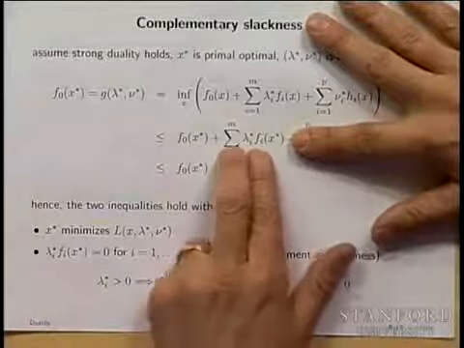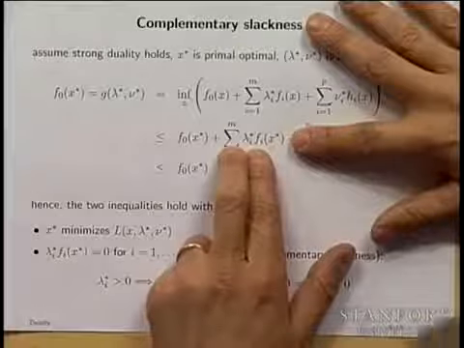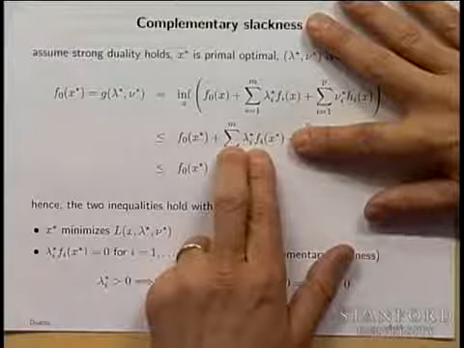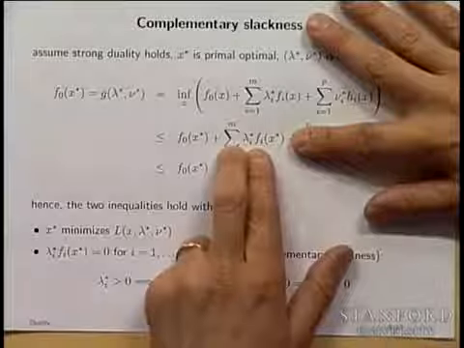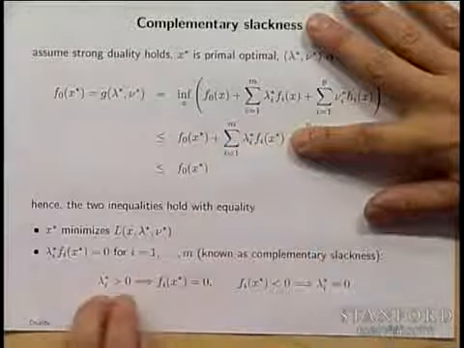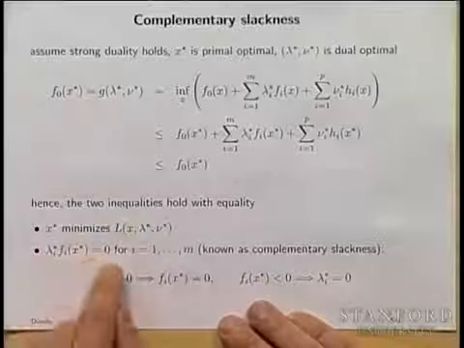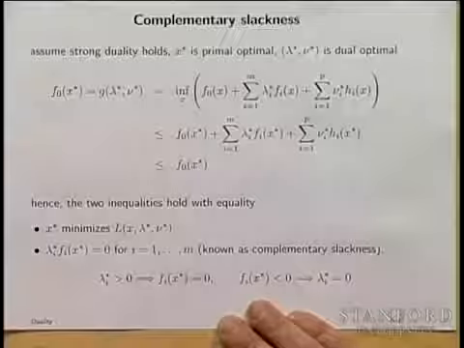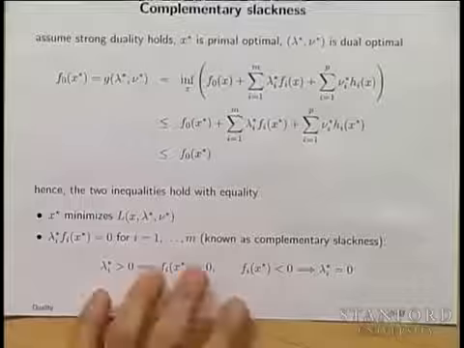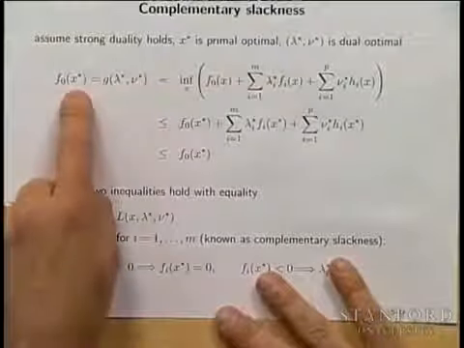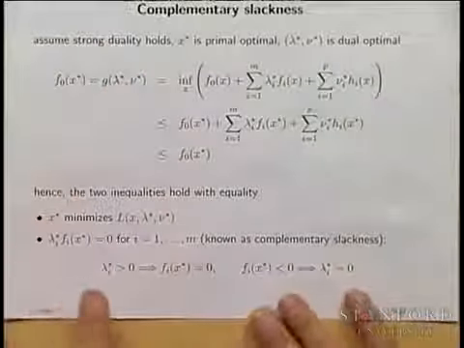But there's more than that. This is a sum of numbers, all of which are less than or equal to 0. If you have a sum of numbers which are less than or equal to 0, and it's equal to 0, there's only one conclusion. Every single one of those numbers has to be 0. And that says the following. Lambda i star times fi of x star is actually equal to 0 for all of these. And that's known as complementary slackness. It says if you have any primal optimal point and any dual optimal point, the following must hold.